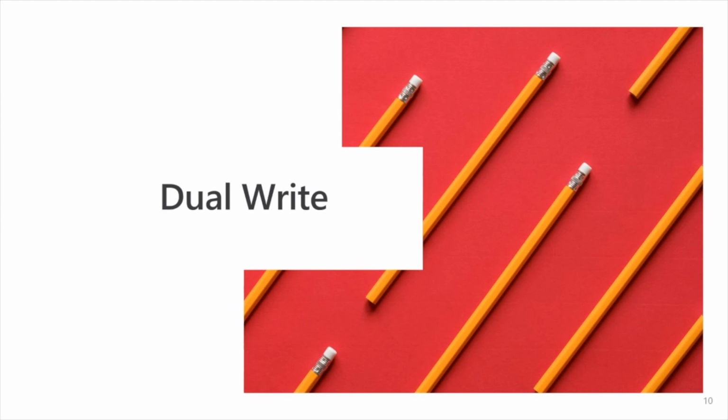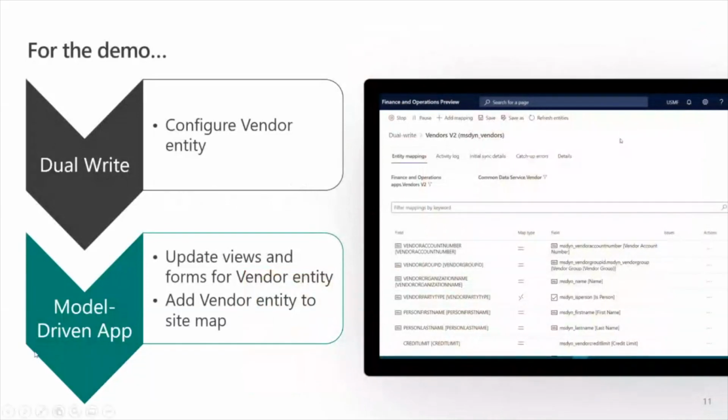So starting out with dual write. You saw just one piece that was using dual write in my demo today, but I've also got order to cash set up as well, which I didn't show. In my case, I enabled dual write for the vendor entity. It's a native entity that's already mapped out there. It exists in the common data service, so I didn't need to do anything special other than enable that entity for mapping.